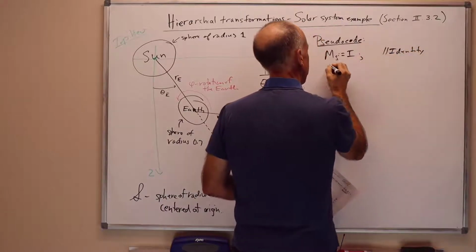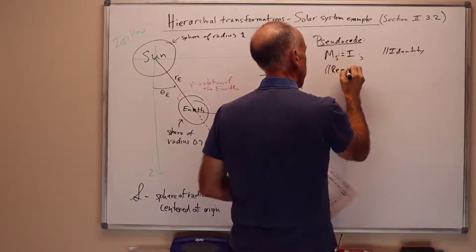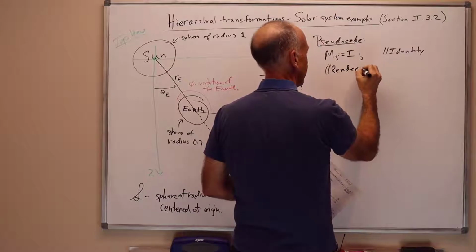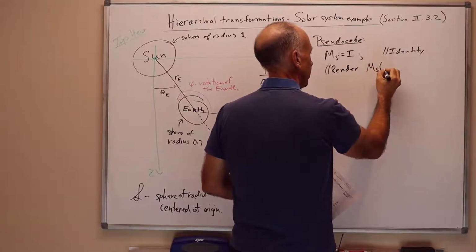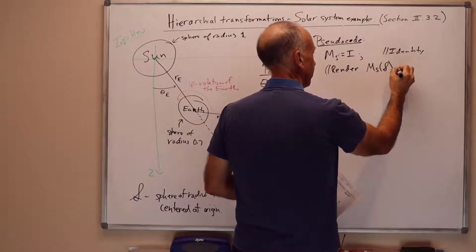And then we'll render the sun here. I'm not going to, I'll say this in English. Render m sub s of S to render the sun.